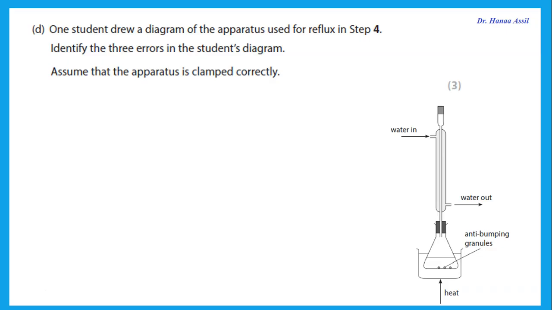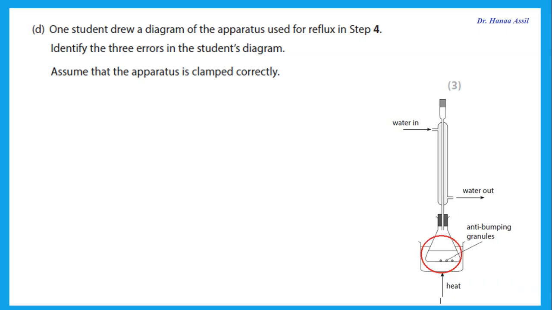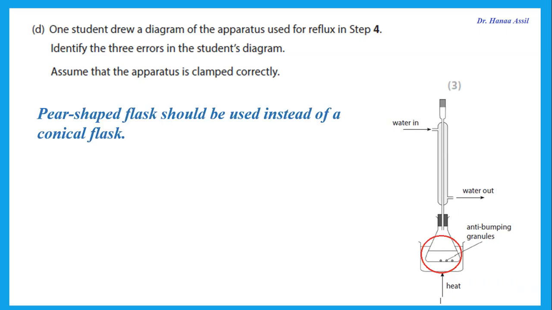One student drew a diagram of the apparatus used for reflux. Identify 3 errors in the student's diagram. What's wrong with this diagram? First of all, when we do heating under reflux, we don't use a conical flask. We use a pear-shaped flask, or we could use a normal round-bottomed flask, but not a conical flask. So a pear-shaped flask should be used instead of the conical flask.